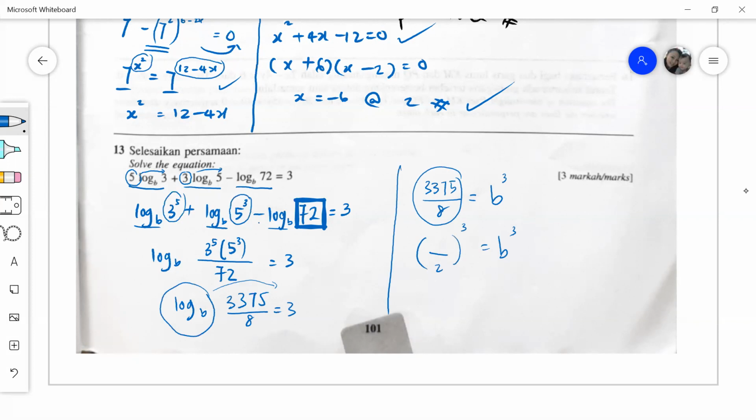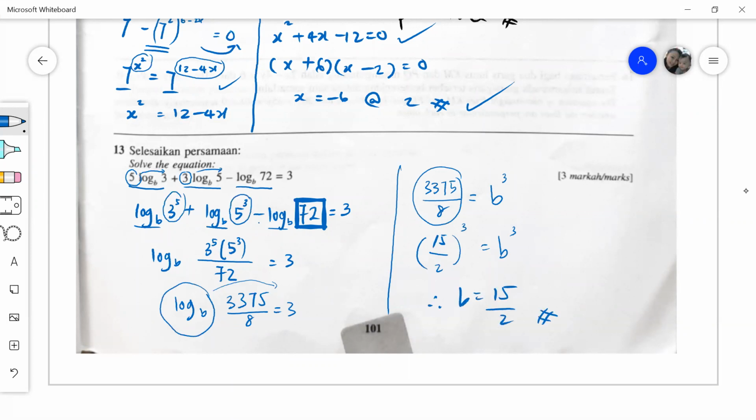What about 3375? Wait, cube root of 3375. 15. Yes. Found the answer right away. Therefore, b equals to 15 over 2.